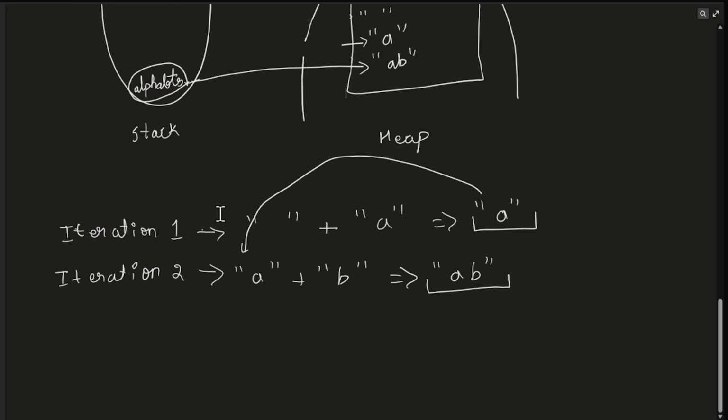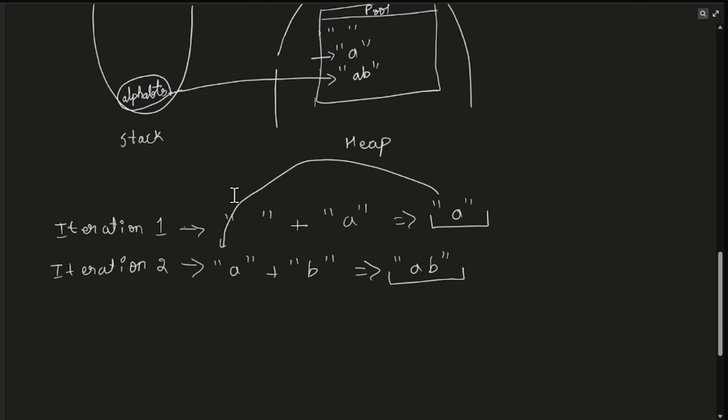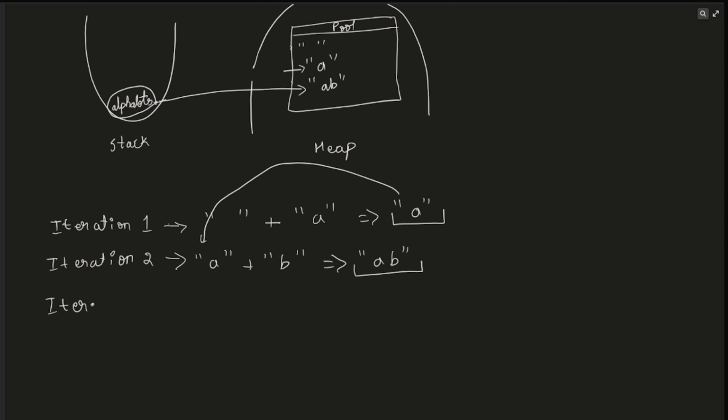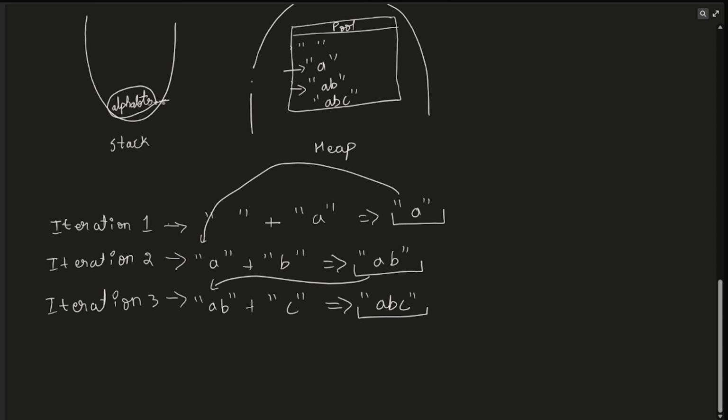And in iteration 3, it takes the value of alphabet, which is AB, and adds the next alphabet to it, which becomes string ABC. And after iteration 3 completes, ABC is created inside the string pool and the current pointer is removed and alphabet will point to the newly created object.